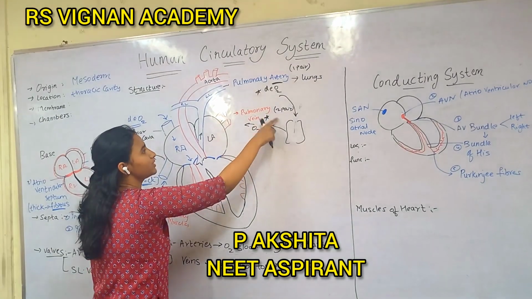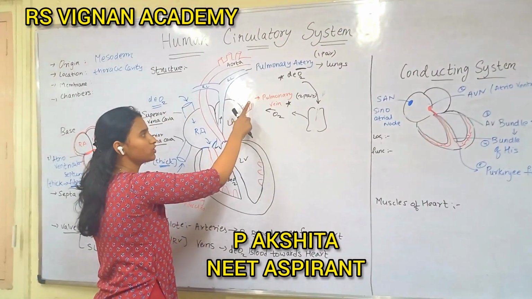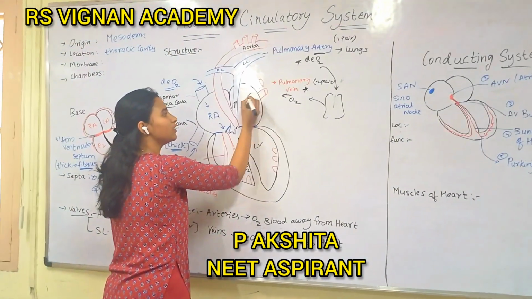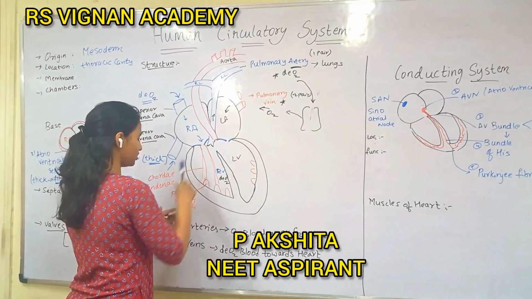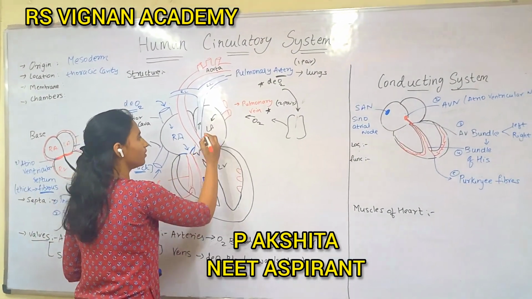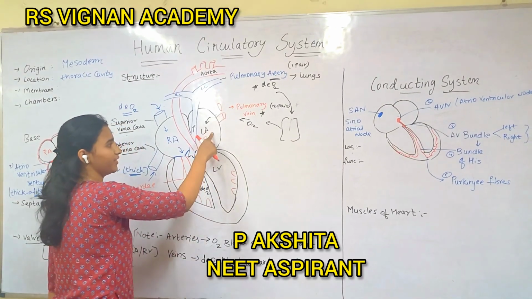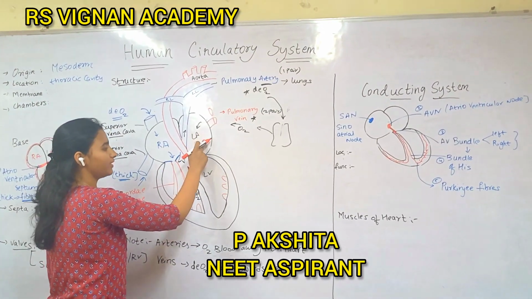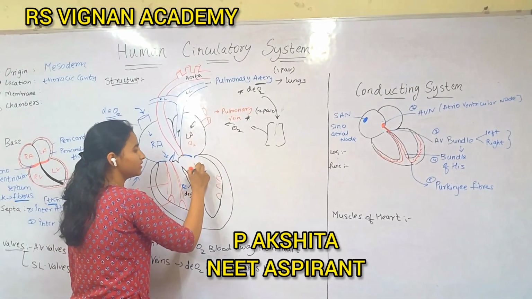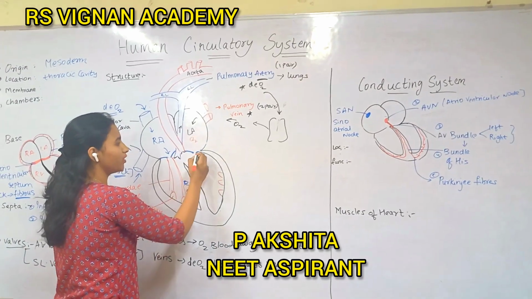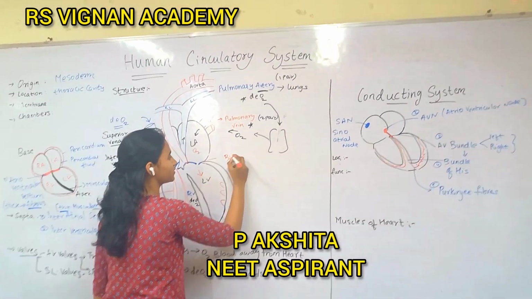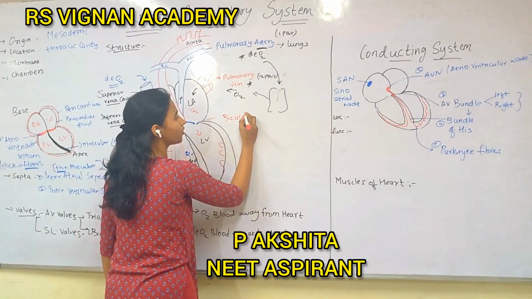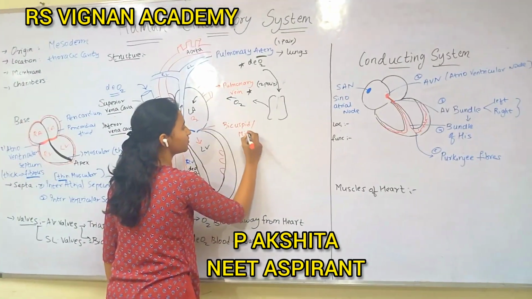Now these two pairs of pulmonary veins will carry oxygenated blood towards the left atrium. Now in the left atrium we have oxygenated blood. Now from the left atrium it is going towards the left ventricle with the help of the bicuspid valves. These are bicuspid valves. Bicuspid valves are also called mitral valves.